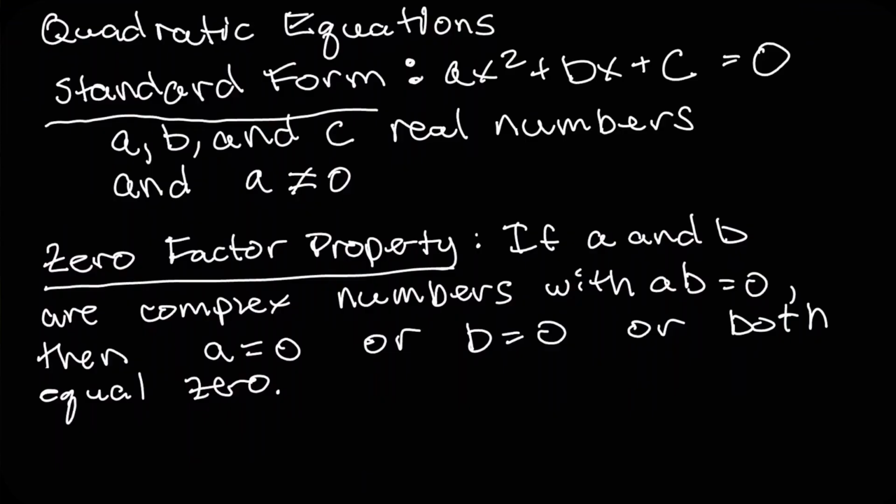We also have this thing called the zero factor property, and it's defined as: if a and b are complex numbers with a times b equal to 0, then a is equal to 0, or b is equal to 0, or both are equal to 0.